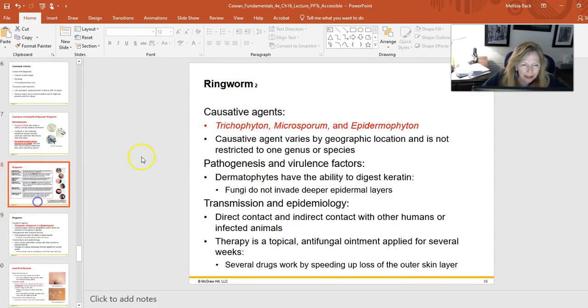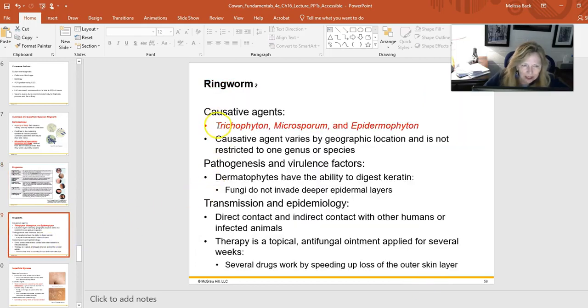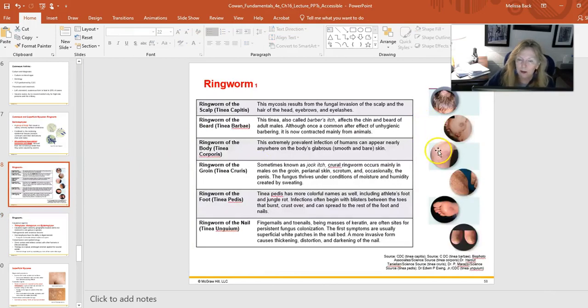So when we think about tinea infections, we said there's a group of dermatophytes that actually can lead to these fungal infections. These are some of the genus names that you think about: trichophyton, microsporum, epidermophyton. These are some of the ones. Oftentimes, the presentation is such that they won't even do a culture because just from the presentation, it's pretty obvious that it's fungal.